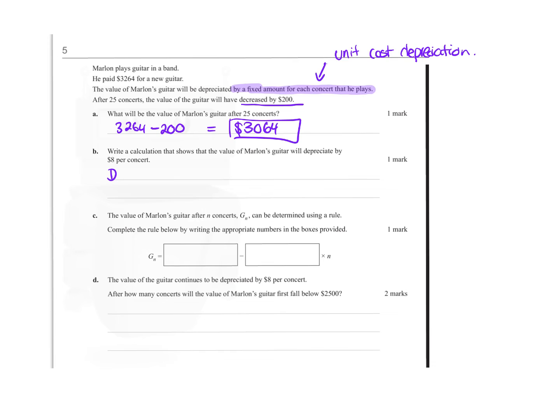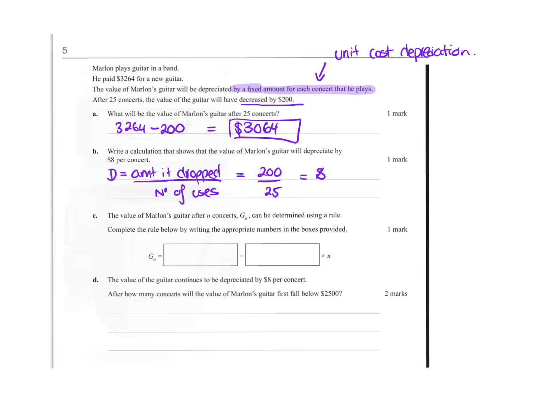Write a calculation that shows the value of Marlon's guitar will depreciate by $8 per concert. If you remember, this is the D value: the amount it dropped divided by the number of uses. In this case, it had dropped by 200 over 25 concerts and equals 8.